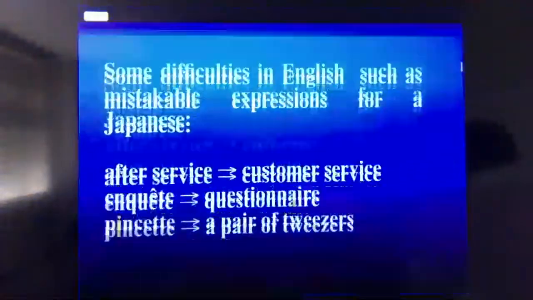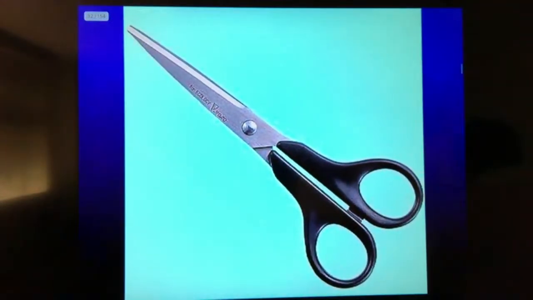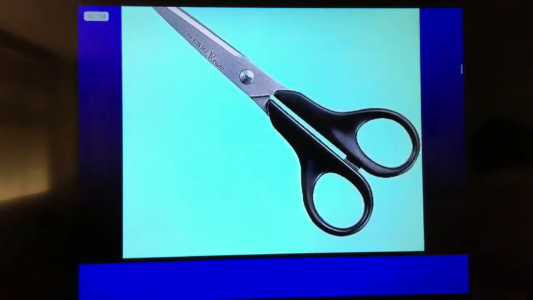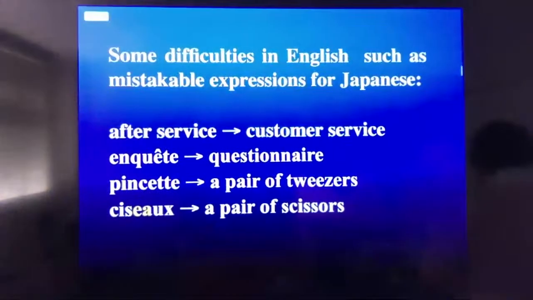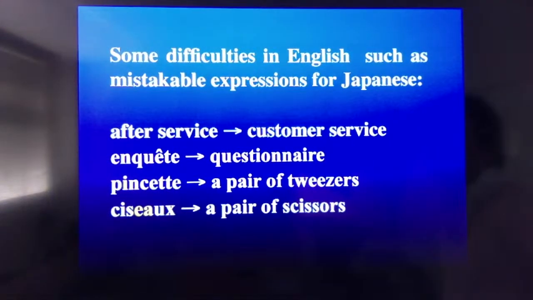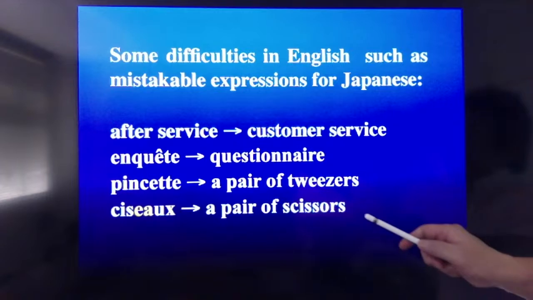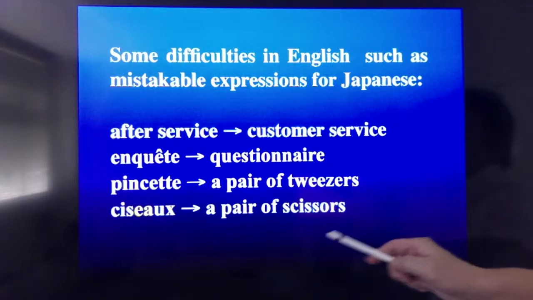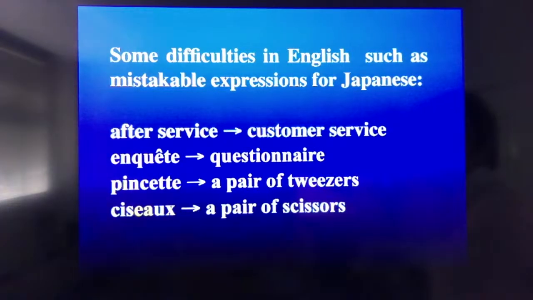Same story with scissors. The formal way is a pair of scissors. Generally, pass me the scissors. I use S here, but formally, a pair of scissors is correct.